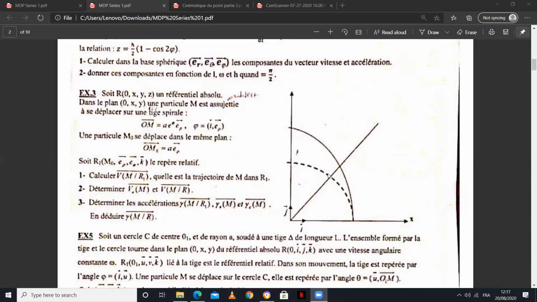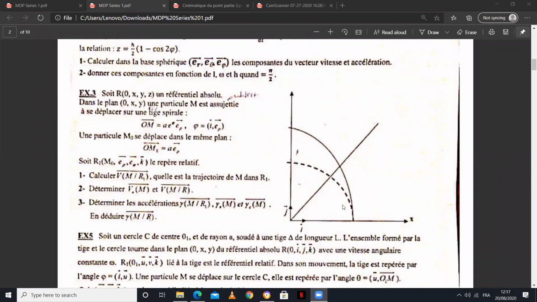Okay, so we have our repère relatif being there because its origin is here at M0. So as I said, we have a translation. It can be translated on this T's like that, and it can also rotate around at an angle phi like that, just like the point M here in this case.